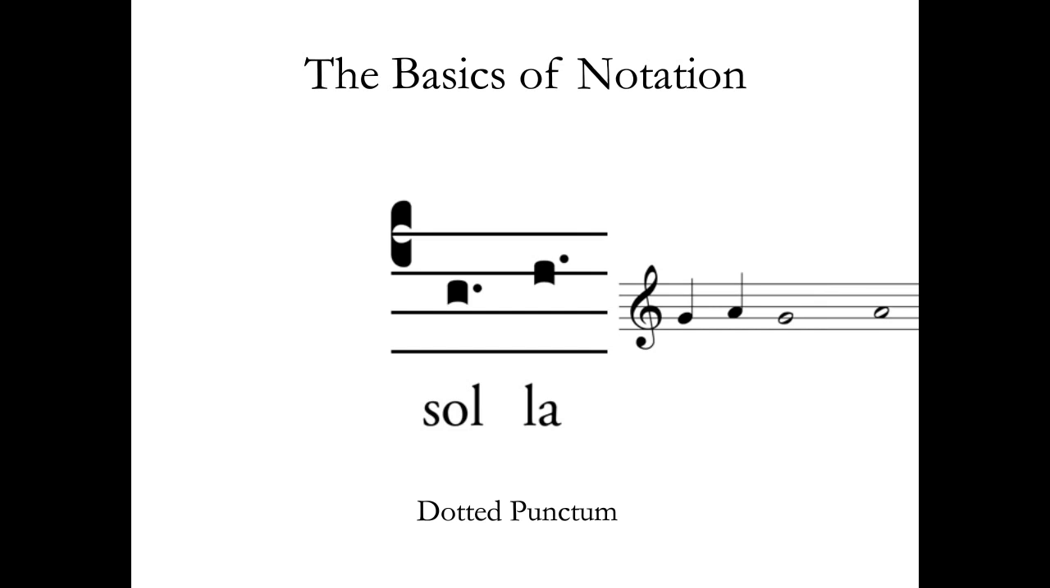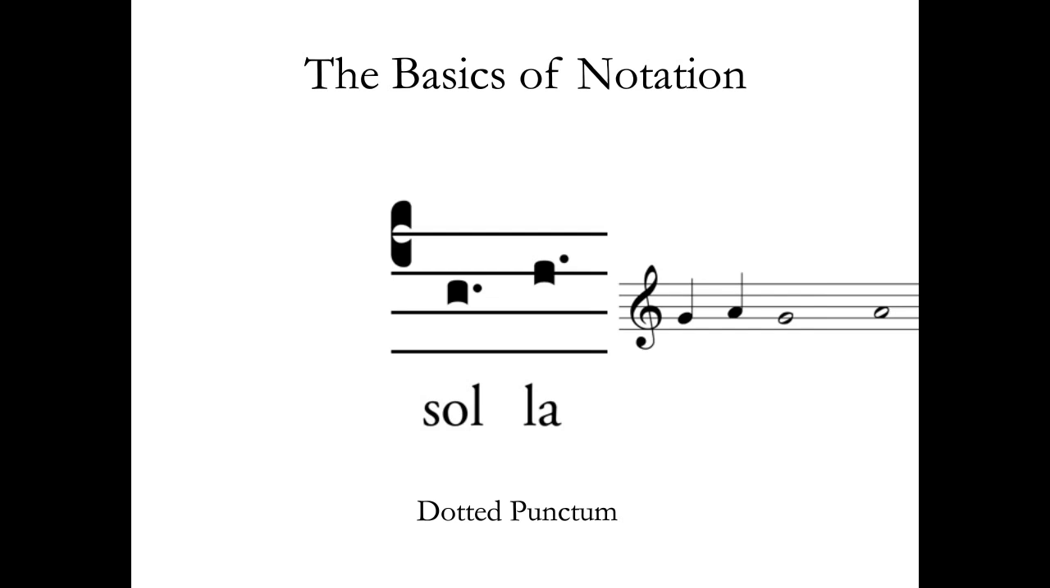Now, a dotted punctum can either grow in volume or decrease in volume, and that depends on its point in the phrase. For example, if you are at the end of one phrase and going into the next phrase, but not taking a breath in between, your dotted punctum might sound soft at the beginning, and you crescendo out of it into the next phrase. If you have a dotted punctum at the end of a phrase, for example, it's just going to be soft.